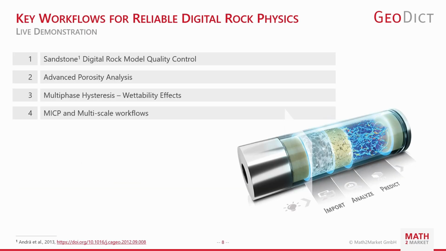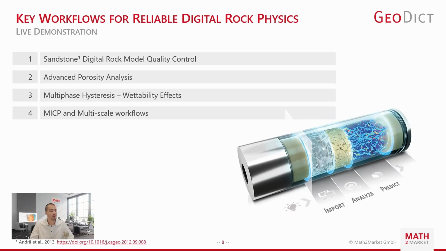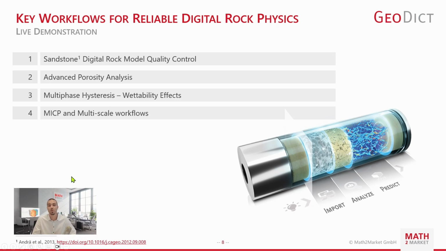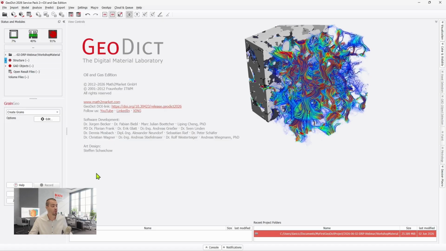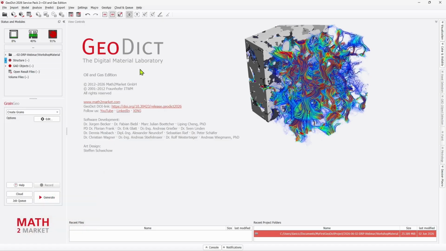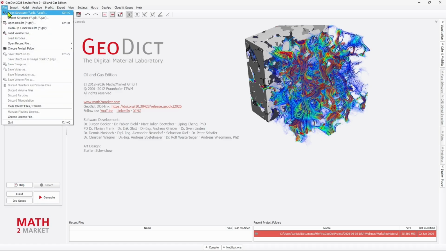First, we'll start by demonstrating a sandstone digital rock model quality control workflow, where we'll use the Berea sandstone sample, which comes from a well-known digital rock physics benchmark paper from 2013. Good. Now let me quickly jump to GeoDict, where I'm going to load the Berea rock model.